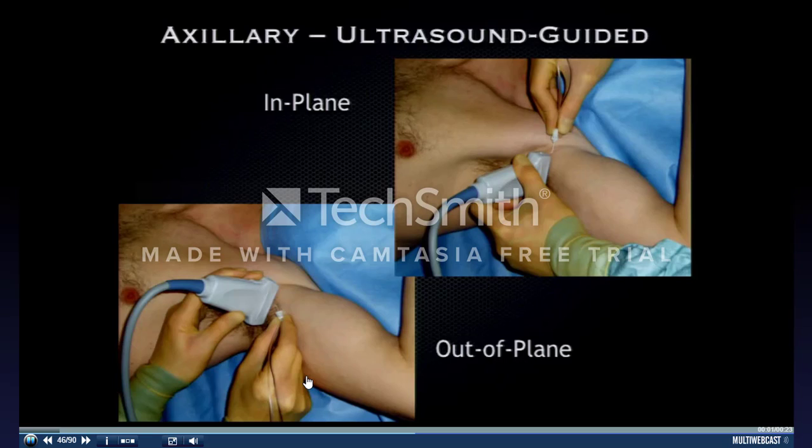The axillary area, there's obviously two options there. And this is a very vascular area, so when you do your initial scan, your ulnar component might be completely covered with venous structures or arterial structures, so it might be very difficult to get your needle from an in-plane technique all the way to the ulnar nerve.